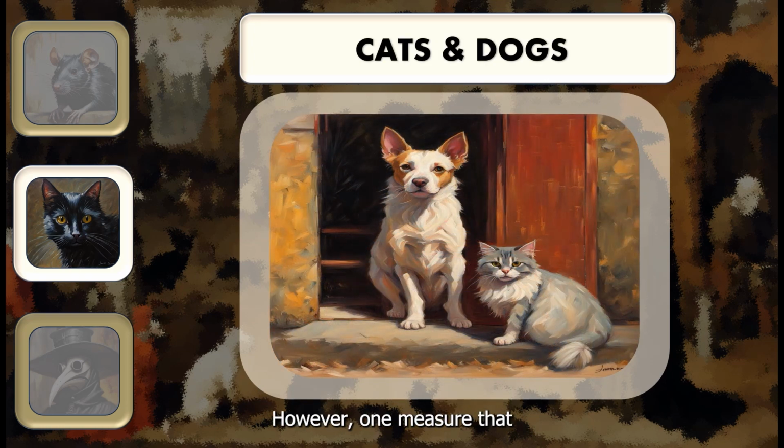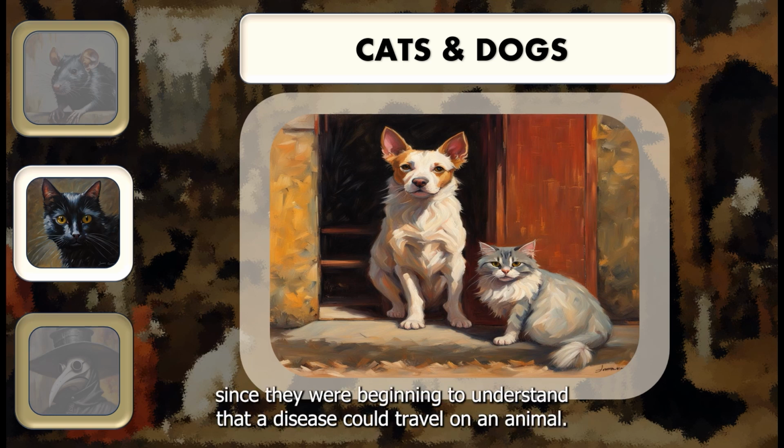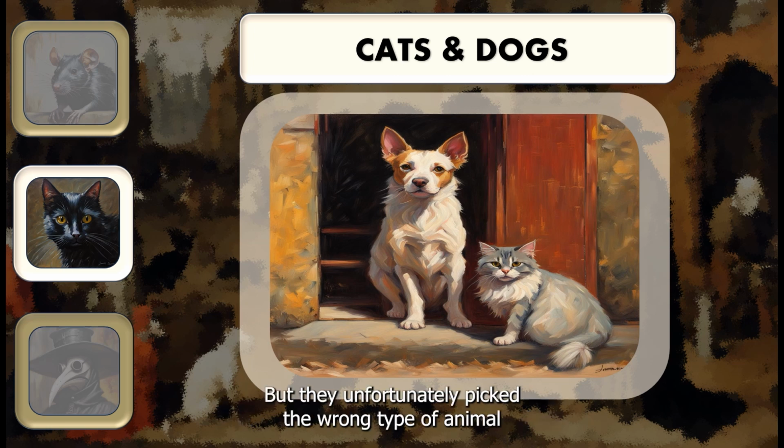However, one measure that really did not work was the massacre of cats and dogs. This is because the government believed they were helping the plague to spread across London. Members of the public were paid a penny for every cat or dog they could catch and kill. This, of course, only got rid of the natural predators of rats. It shows they were beginning to get closer to the true cause, since they were beginning to understand that a disease could travel on an animal, but they unfortunately picked the wrong type of animal to target.